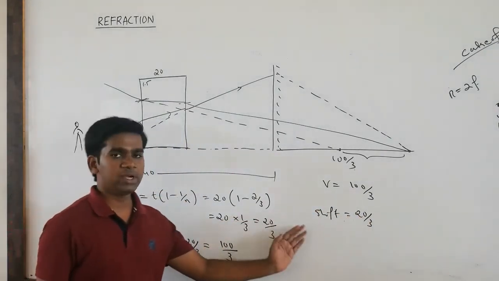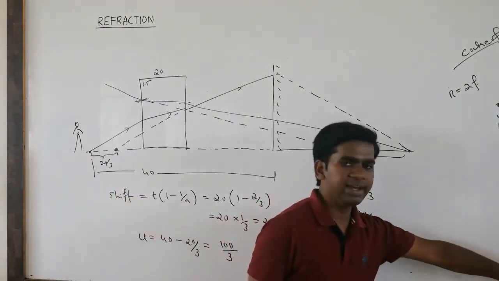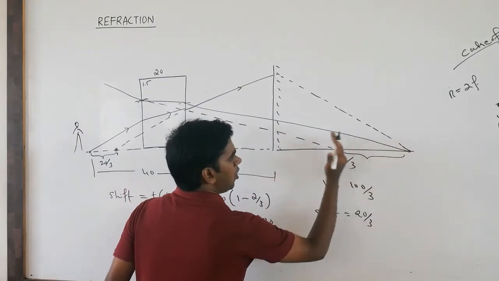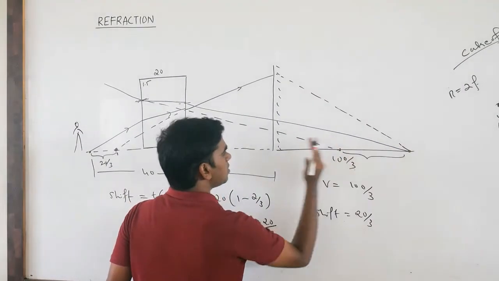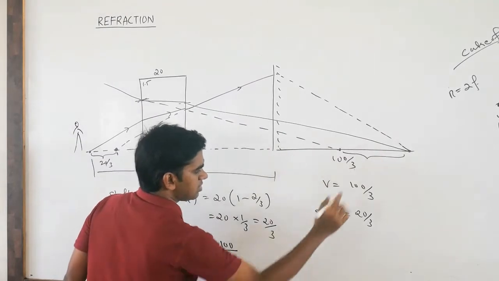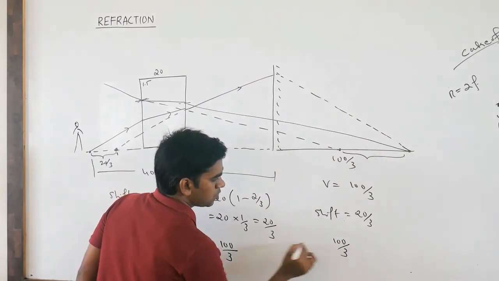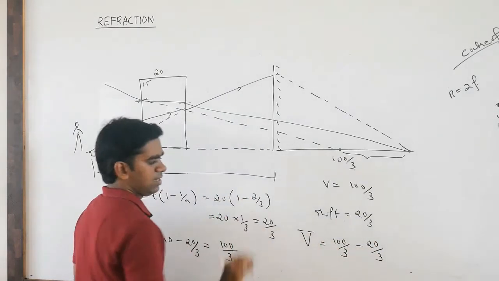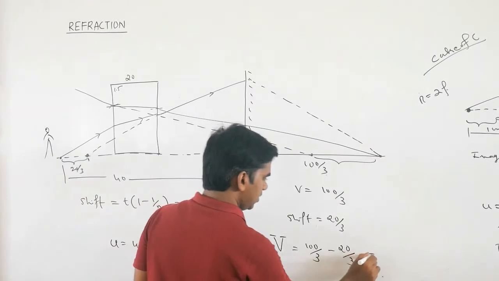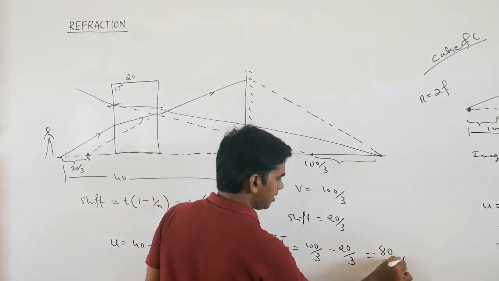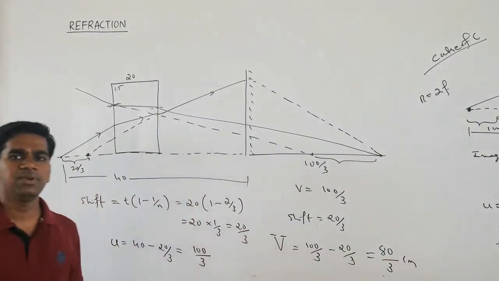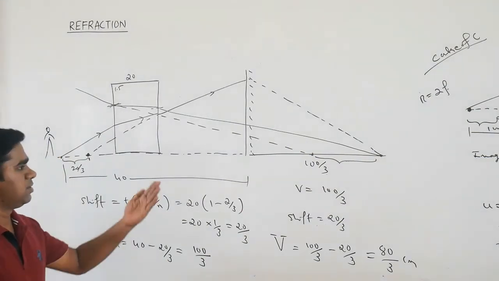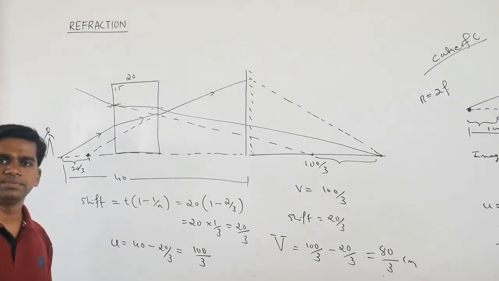Now this shift we should not add. In the last example we added this shift, but here you don't need to add it. We have to subtract the shift because the image is shifting towards the mirror. So the total distance is 100 by 3, and we have to subtract 20 by 3. This is your actual image distance, so V equals 80 by 3 centimeter. This is how we can apply the shift to find the image distances.